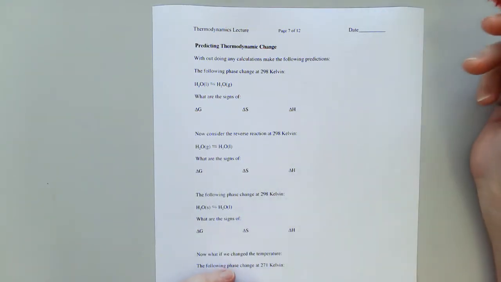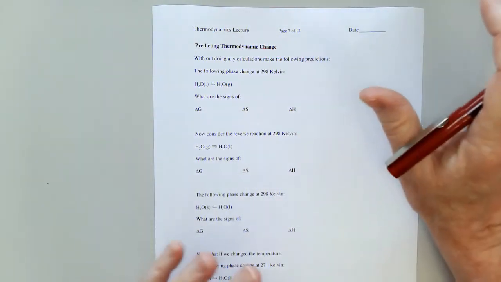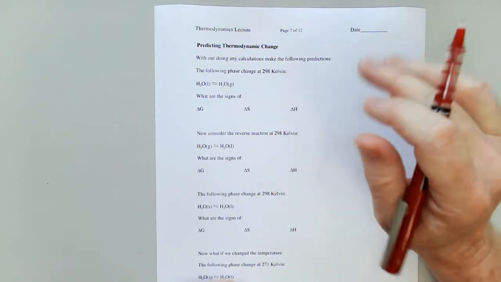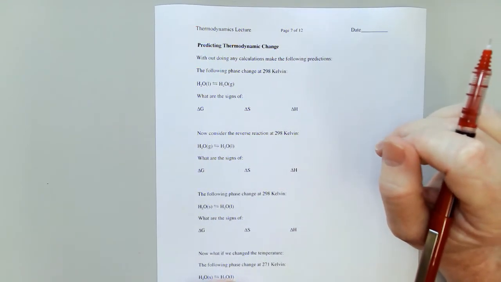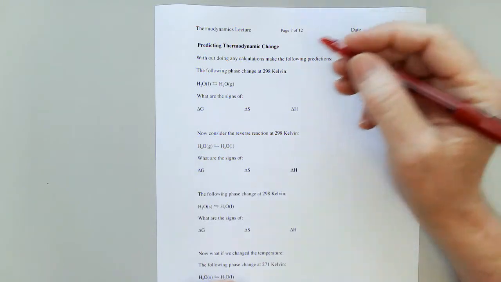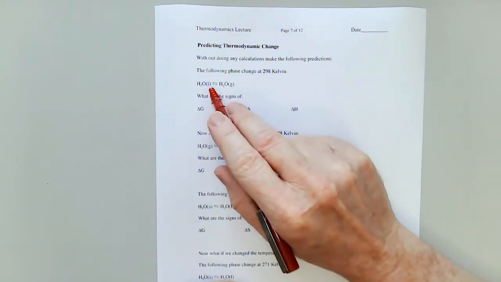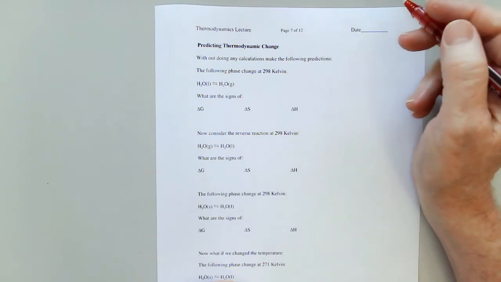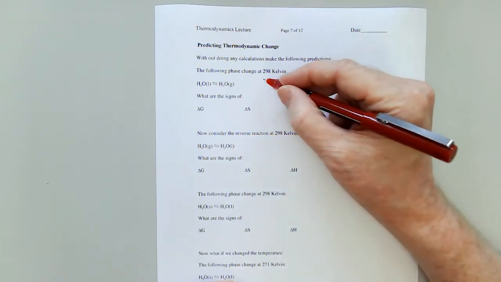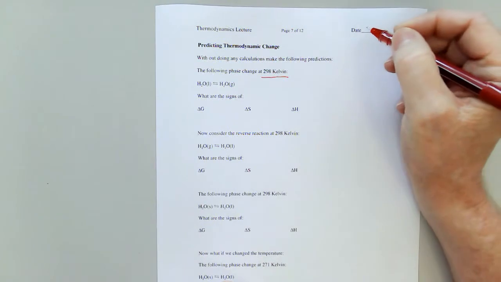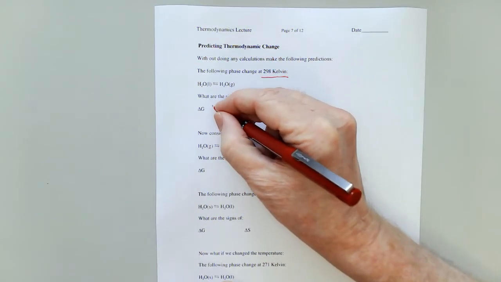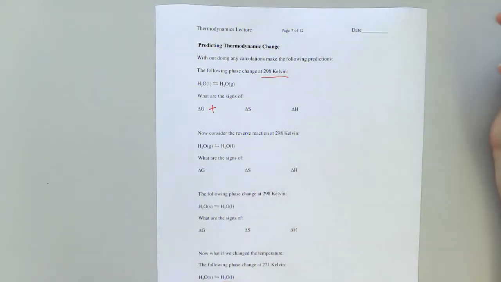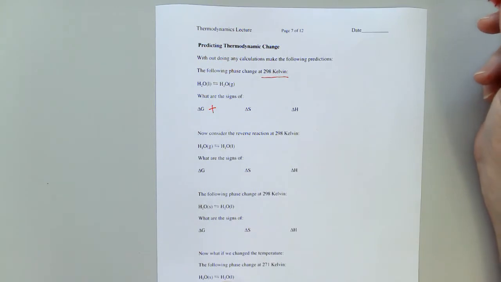Now, I've got some questions here, not involving any numbers. Just positives and negatives. So, the phase change, H2O liquid to H2O gas. That is water boiling. Does water spontaneously boil at room temperature? The answer is no. This is non-spontaneous, and delta G is a positive.